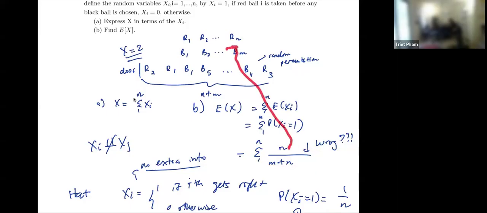Put your point of view into the ith red ball, right? And what is your success? Your success is that you are taken out before the black ball is chosen. So is that n over n plus n? Does it depend on n?